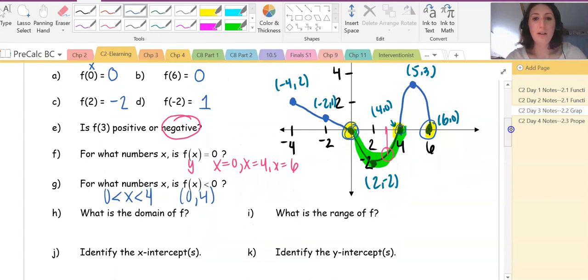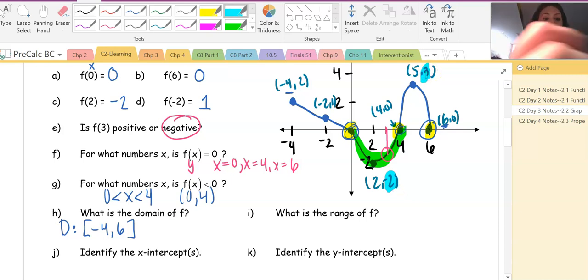Domain of f. So domain are our x values. Our lowest x value is -4 and our highest x value is 6. And those are both closed dots. So I'm going to go ahead and use interval notation with some brackets, because we are including those values. Range, we're going to do the same thing, but you're looking at your y's. Lowest y value is -2. Highest y value is 3, and again, those are closed dots, and so I'm going to go ahead and use interval notation with brackets.